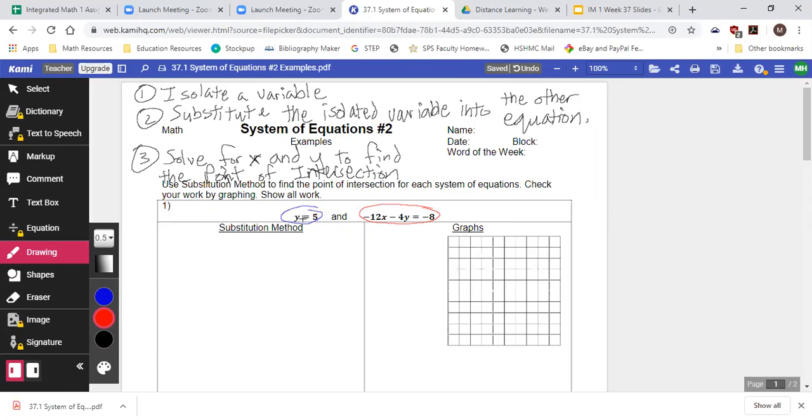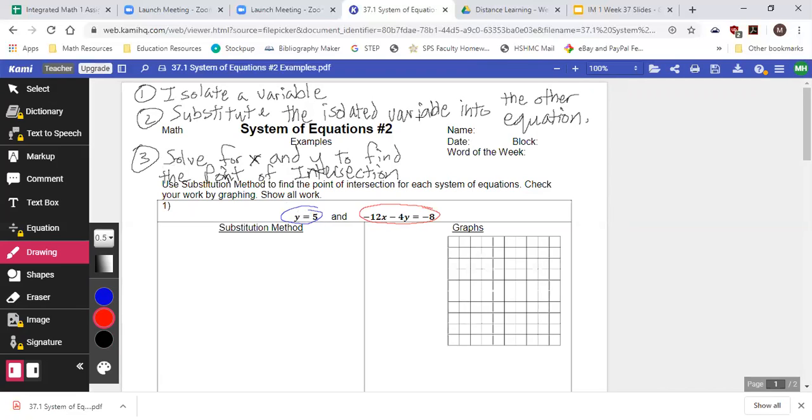Which of these 2 equations has an isolated variable? The blue or the red one? The blue one? Yeah, the blue one is isolated. Y is by itself. There's no x's in the way and no numbers. In the second equation, the red equation, the negative 12 is in front of the x, the negative 4 is in front of the y. So it's not isolated. So we can skip step 1 because it's already isolated.